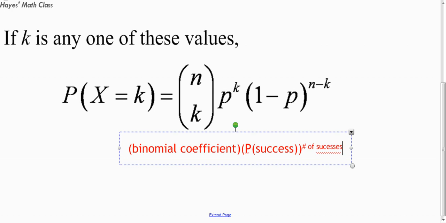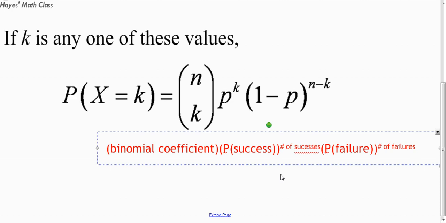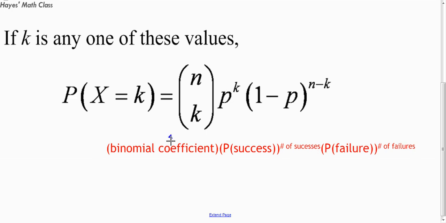And then you could multiply that by the number of failures, or the probability of failure. And then that's going to be raised to the number of failures that you have. And so this goes here, this is here, this part's here.